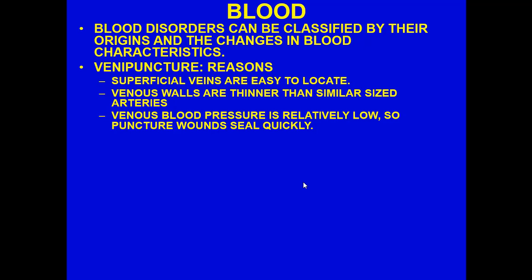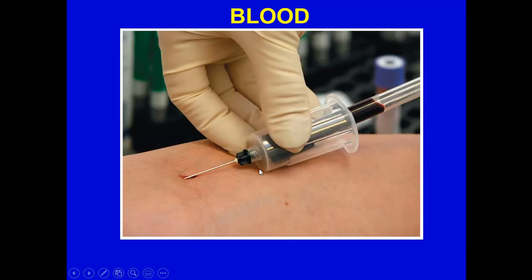The reasons? The superficial veins are easy to locate. The venous walls are thinner than similar-sized arteries. The venous blood pressure is relatively low, so puncture wounds will seal quickly. If you did this with arteries, you face the fact that it would have a lot more blood leaking out from that puncture wound, which would be distressing to the patient. Here's an example of a nice venous puncture, and you can see how the phlebotomist or whoever took the blood sample got a surface vein, and you can see the tube filling up with the blood.